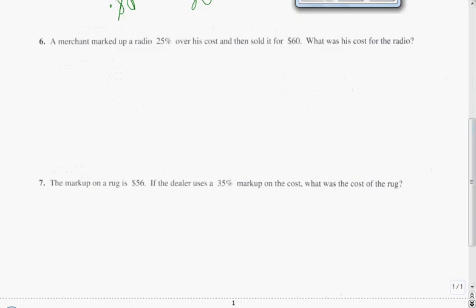This problem says that a merchant marked up a radio 25% over his cost and then sold it for $60. Again, we don't know what he originally bought it for, but we know that after he marked it up 25%, he sold it for $60. So we're going to get an equals of $60. We don't know how much he bought it for, so we call that X. If we mark it up 25%, we do 0.25 times X, and it gives us $60.